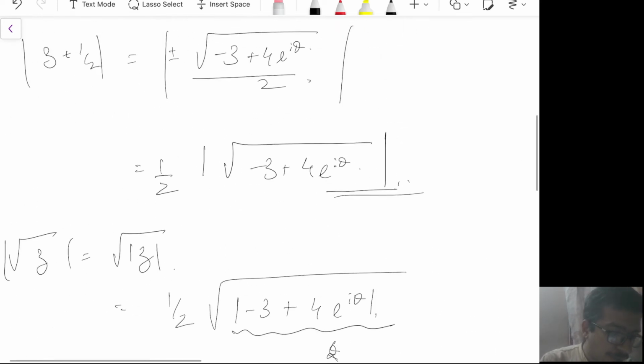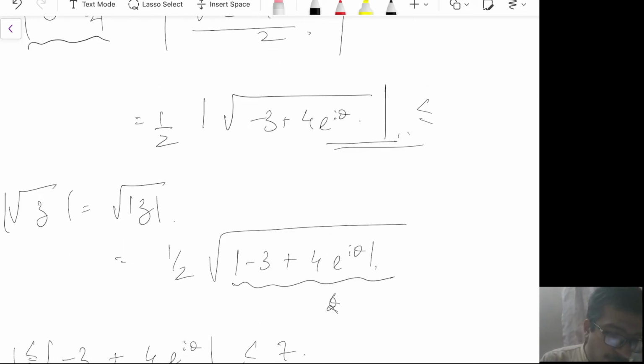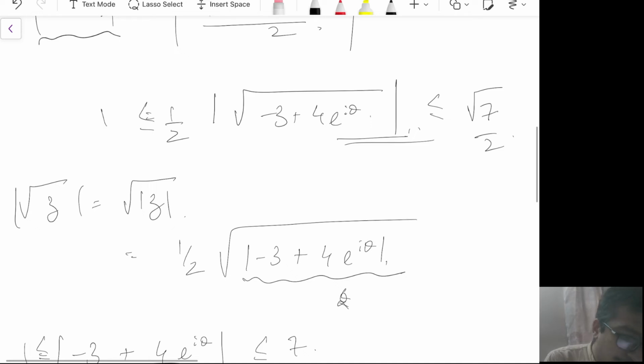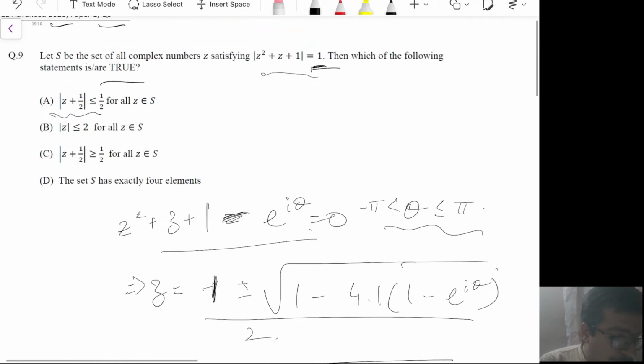So what we have now is that mod of z plus half lies between square root of 1 by 2 and square root of 7 by 2. So it lies between half and square root of 7 by 2. So it's definitely not less than or equal to half, it's only greater than or equal to half, right? And for all z in S, this is true. And what can I say about mod z now?